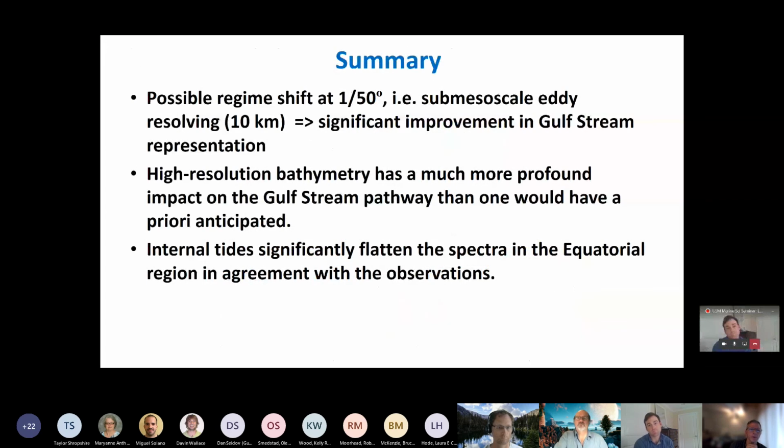So in summary, I would say that there is another possible regime shift at 1/50th degree when we start to resolve the submesoscale, and there's a significant improvement in Gulf Stream representation. But high resolution bathymetry has a much more profound impact on the Gulf Stream pathway than one would have a priori anticipated, meaning that a more accurate resolution leads to a better Gulf Stream pathway and EKE. And the internal tides significantly flatten the spectra in the equatorial region, and that's in agreement with the observations, something that we wanted to answer for a long time. So thank you very much, and I'll take questions now.